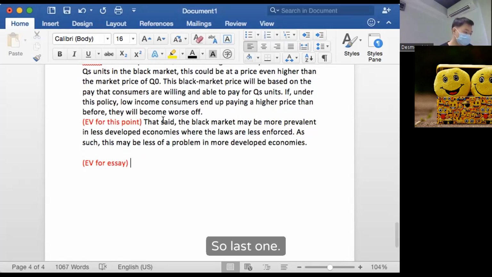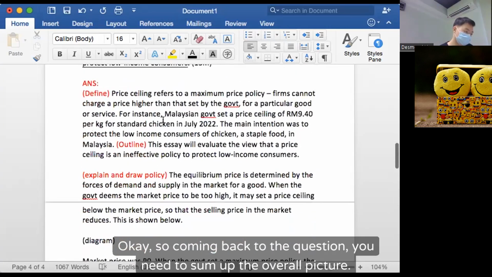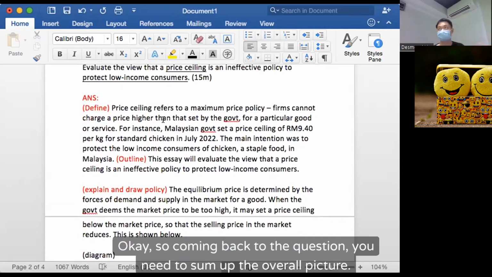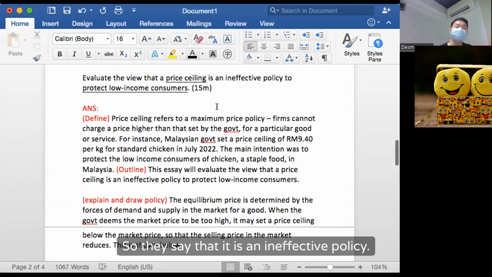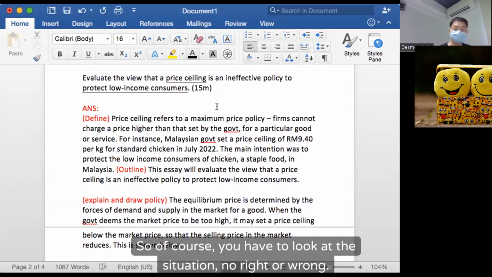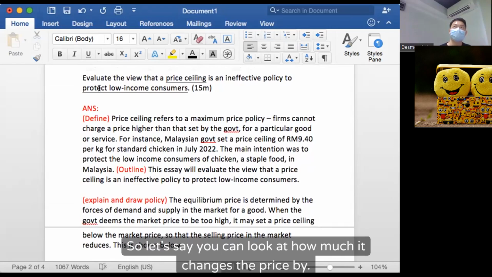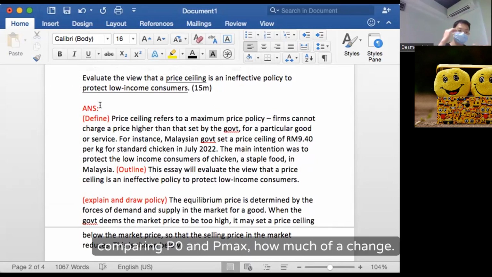So last one. Coming back to the question, you need to sum up the overall picture. Is this effective or not effective at protecting low-income consumers? They say that it is an ineffective policy. So of course, you have to look at the situation. There's no right or wrong. You can look at how much it changes the price by comparing P0 and Pmax, by how much of a change.